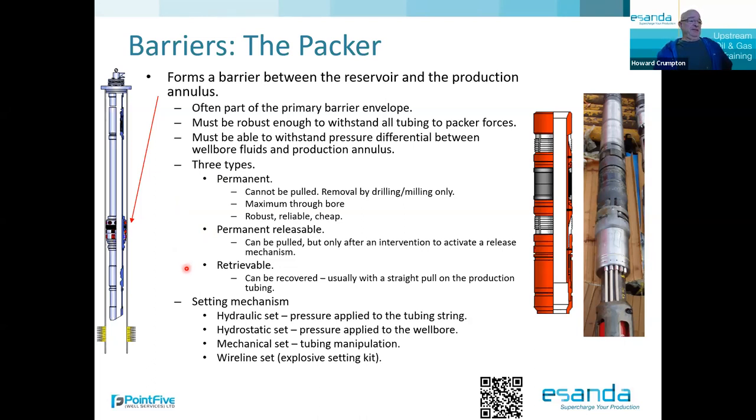There are different ways of setting packers. Most that we run are hydraulic set. We pressure up the production tubing and the packer will set. When a packer sets, there are a set of slips, which I'm pointing out at the moment. These come out and bite into the casing wall. And the seal element is normally a nitrile elastomer that will extrude and create the seal. So the slips are holding the thing in place. The seal element is creating the seal.